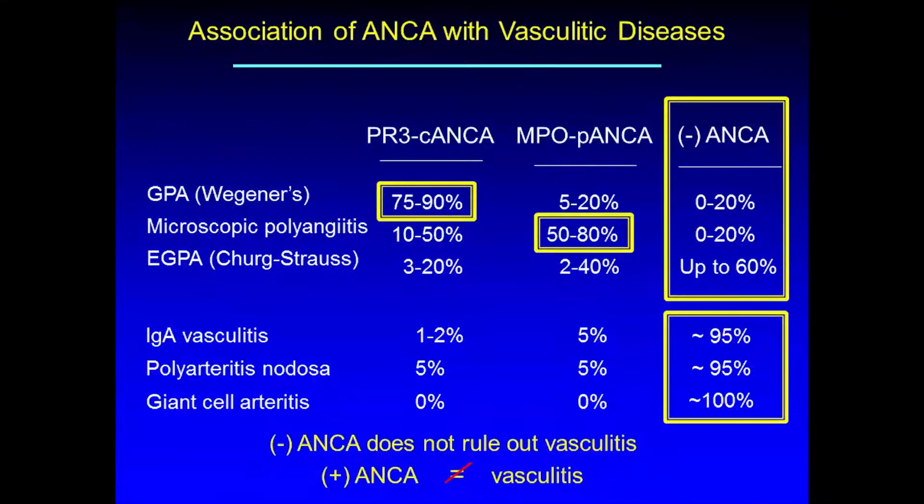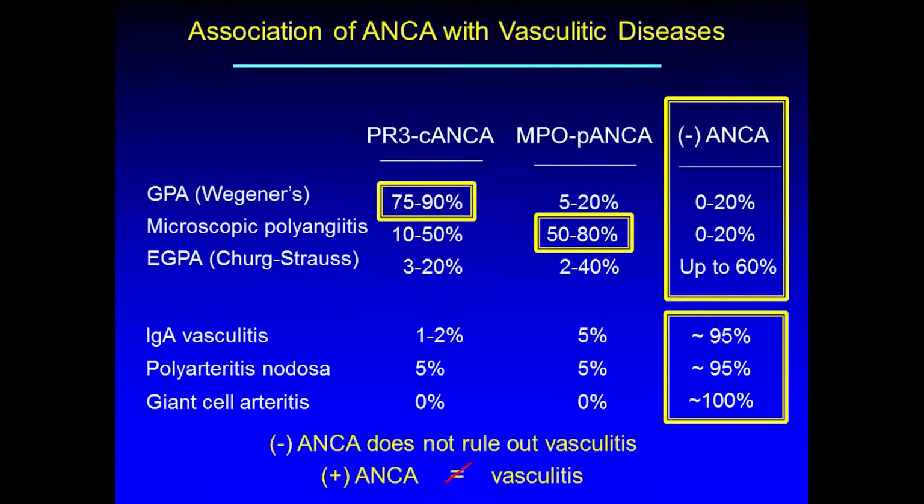Now, this is important because ANCA can be associated with particularly the small vessel vasculitides. And in the most recent nomenclature scheme, there were 3 entities that were defined as ANCA-associated vasculitis: granulomatosis with polyangiitis, Wegener's, microscopic polyangiitis, and eosinophilic granulomatosis with polyangiitis, Churg-Strauss.